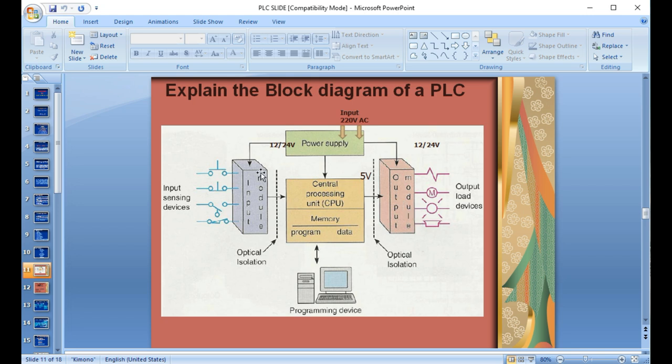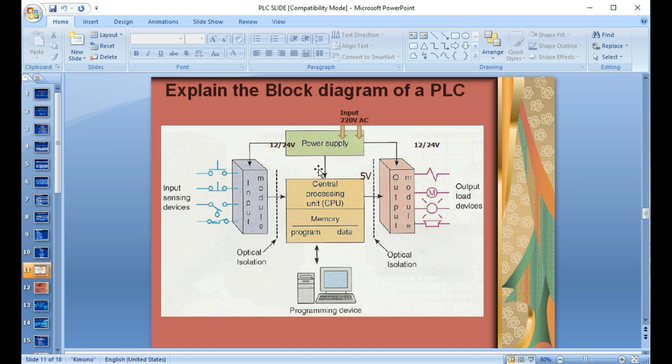The input module is connected to any kind of input device, such as a push button switch, any kind of analog sensor, any kind of signal sensing device. All those devices are connected to the input module. The output module is connected to, for example, a motor or a valve. That is the output, my destination for how I can operate the load.